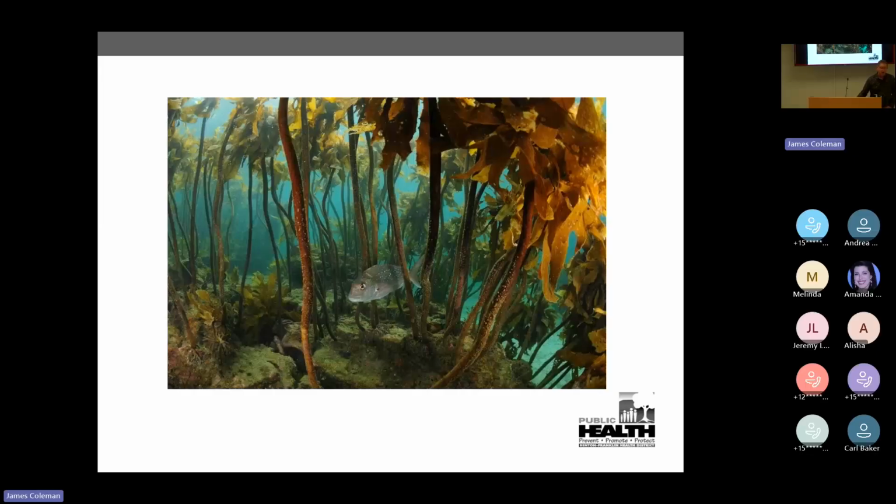Kelp in our oceans is also a form of algae. It's called brown algae. And even though it does kind of look like it's got some structures like leaves, it is truly an algae. Extremely important to our marine environments. It provides a hiding place for fishes. Lots of organisms eat kelp, so very important.